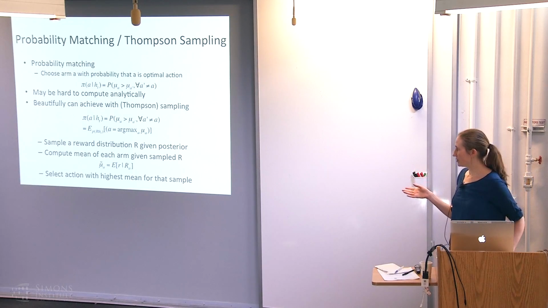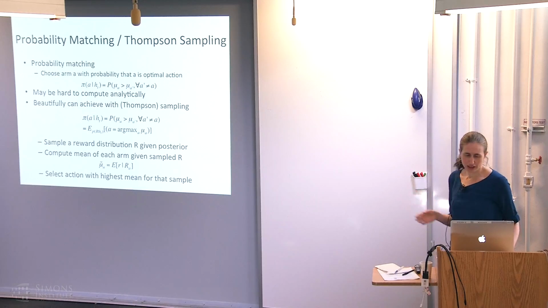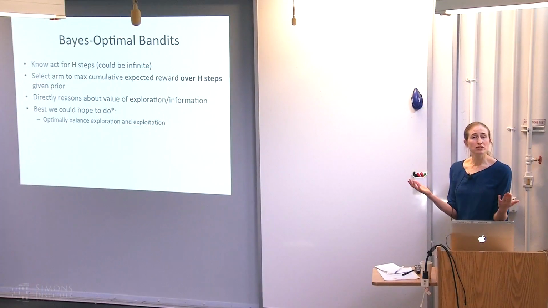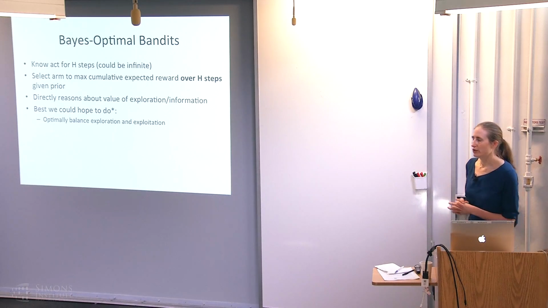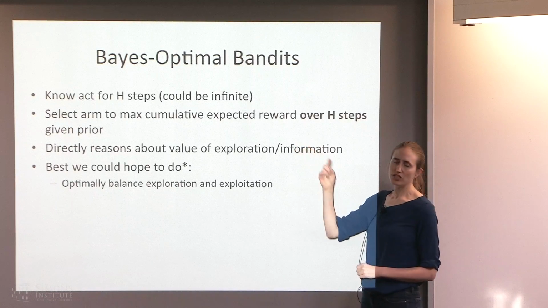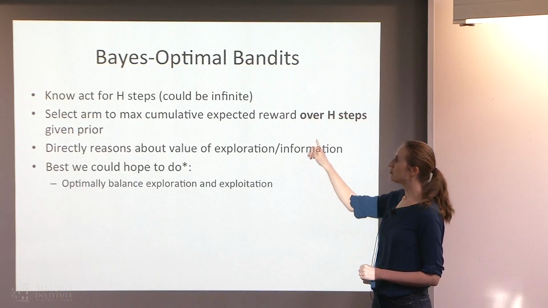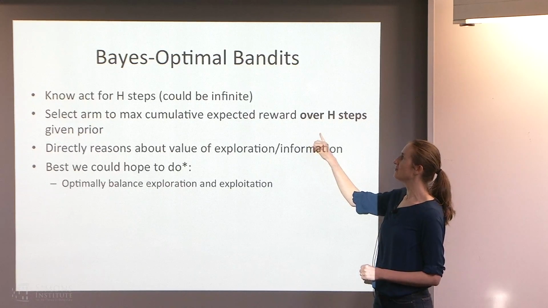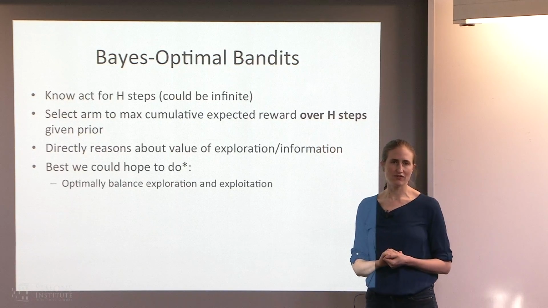Okay, so this is one thing we could do. This is probability matching. What's something else we could do? Well, what might we really want to do? I said before that what we want to do is get the most amount of reward we could ever achieve for our agent. So if we have a prior distribution over the parameters, and let's say we know how many steps we're going to get to make decisions for. So I'm going to get to be in the casino for 8 steps. I get to pull the arms 8 times. What you could imagine doing, if this was computationally tractable, is to pull the arm to maximize the cumulative expected reward over all 8 steps, given your prior.